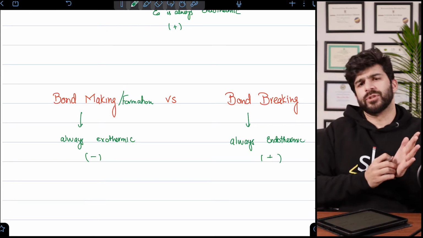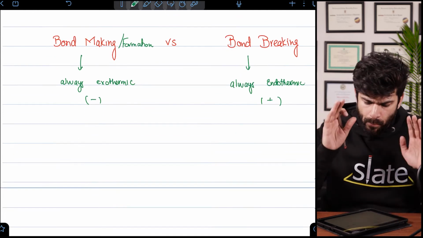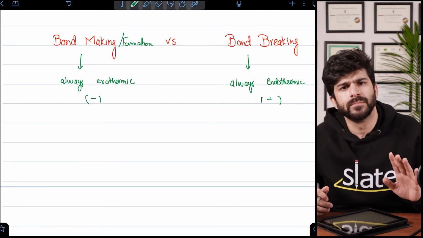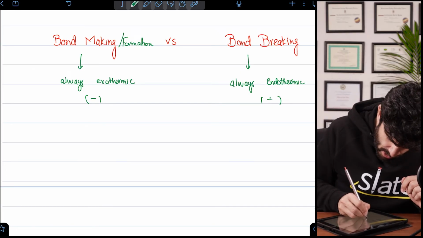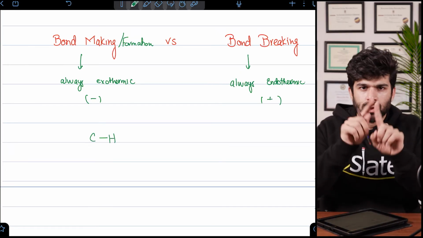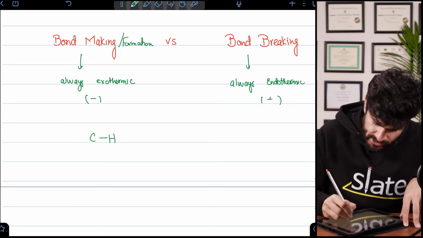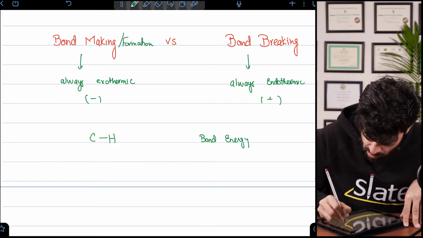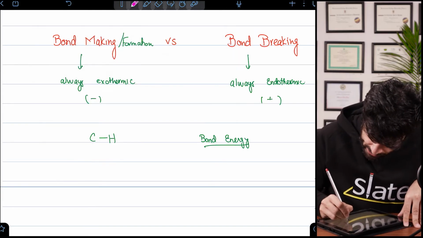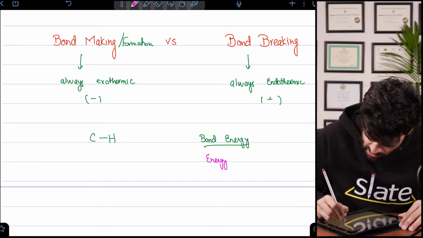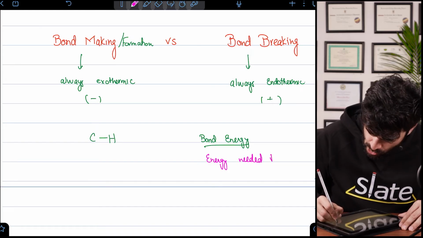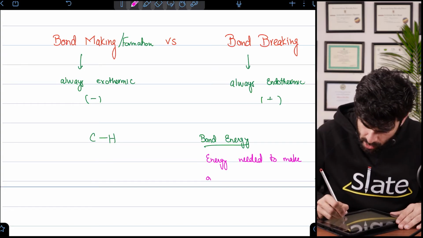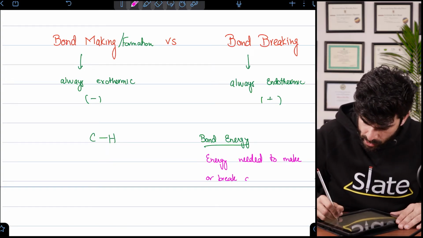In any chemical reaction, bond breaking and bond making for a particular bond will always be the same. So if we have a carbon-hydrogen bond, there is a particular bond energy. What is bond energy? It is the energy needed to make, or in your case, break a bond.